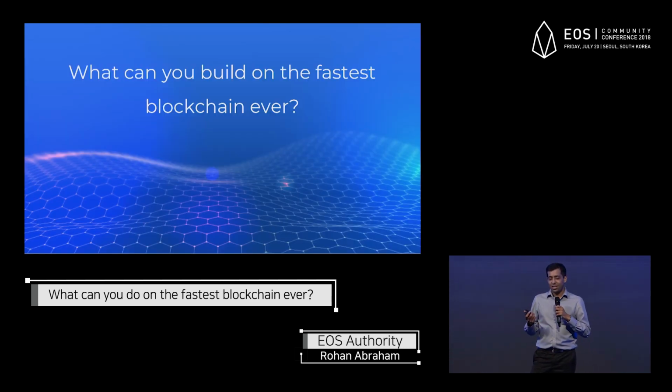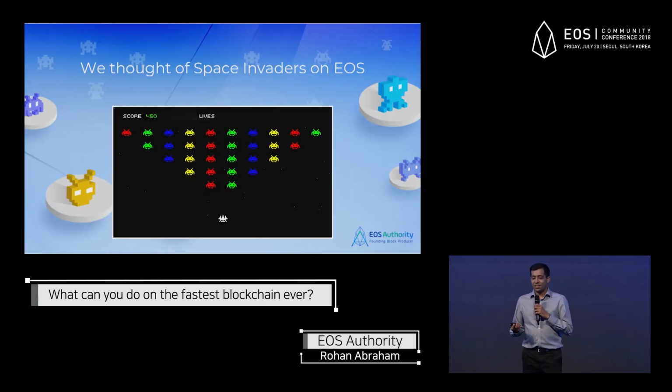And yeah, so we were like, what can you build on the fastest blockchain ever? And we thought of Space Invaders on EOS. Has anybody here played Space Invaders on EOS, the game that we built? Oh, amazing. Quite a lot. Perfect. So you've seen the testnet version. We built that in May before the mainnet was live. And yeah, a lot of people played it. A lot of people watched the videos.